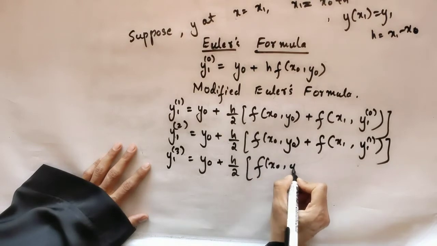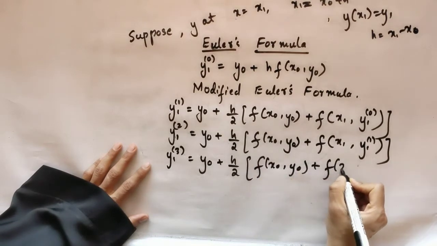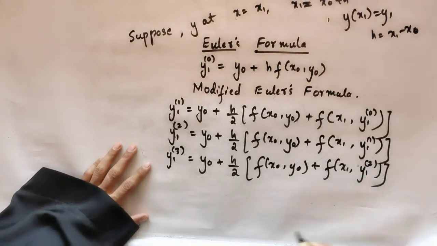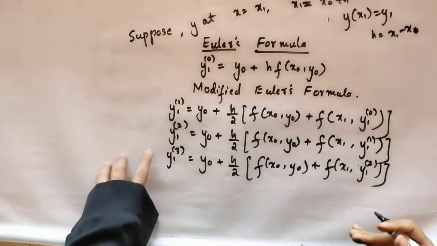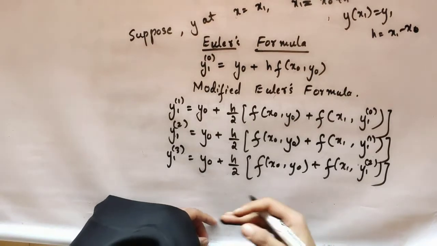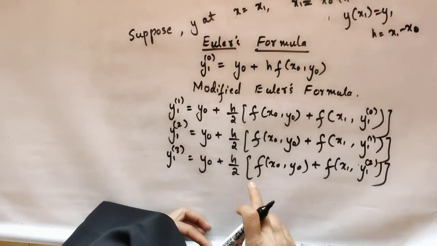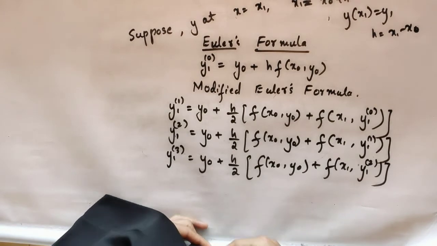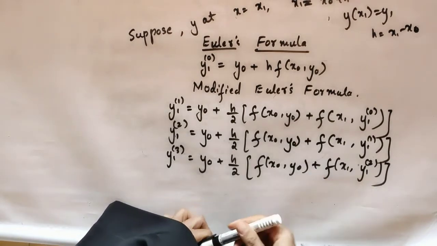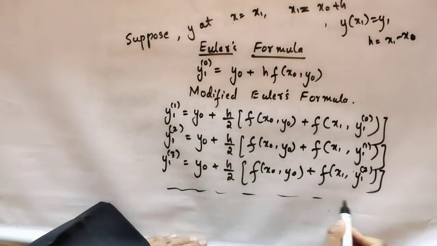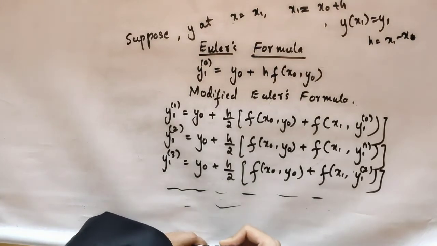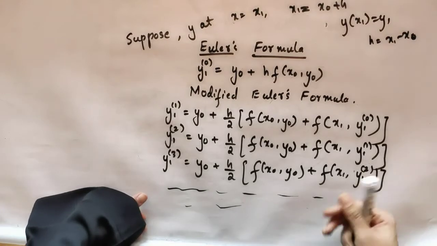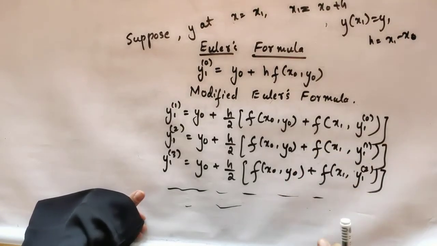f of x0, y0 plus f of x1, y1 is the second approximation you are going to put. So you are going to do certain iterative steps, that is, the previous value you will use in the next step. These are called iterative steps for the modified Euler's method. You can apply the formula as long as you want to get the more accurate result. The more number of steps you do, the more accurate result you get.